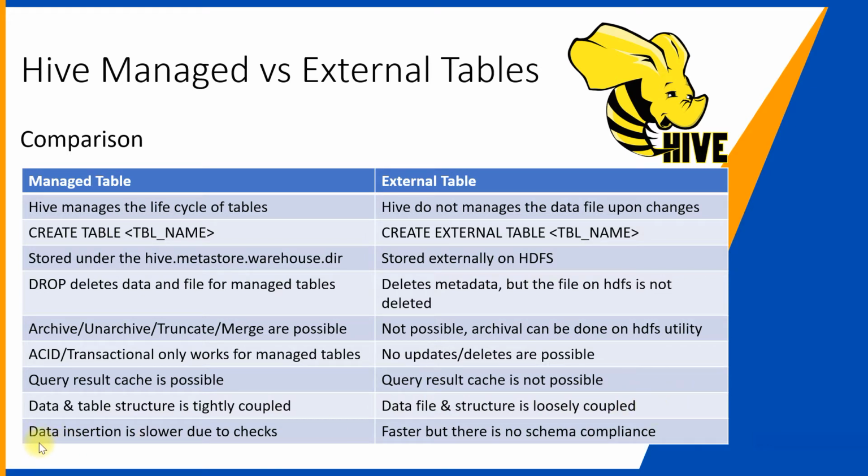The next difference is that data insertion is actually slower in a managed table due to all these compliance checks. We have the data type and length checks, whereas in an external table it is much faster. There's no relation when you are loading the data file into a particular HDFS location, because it's not performing any schema compliance check. So both table types have their own advantages and disadvantages, but these are the major differences. So let's look at the hands-on part.